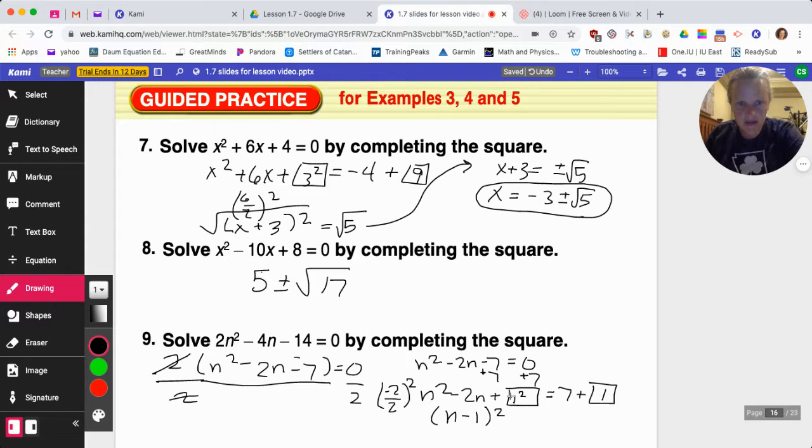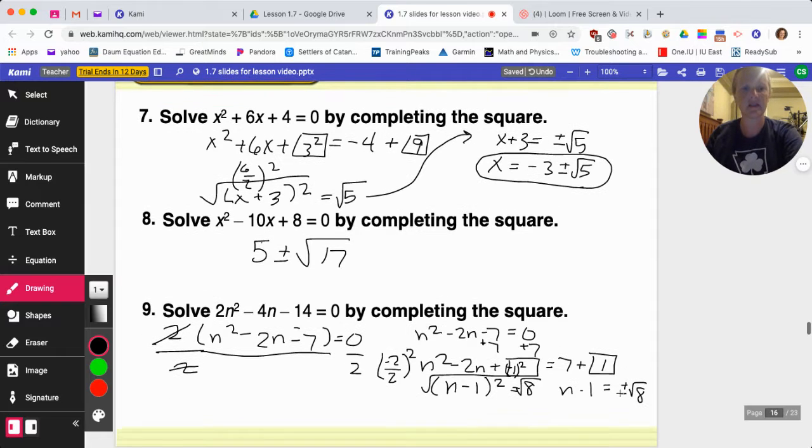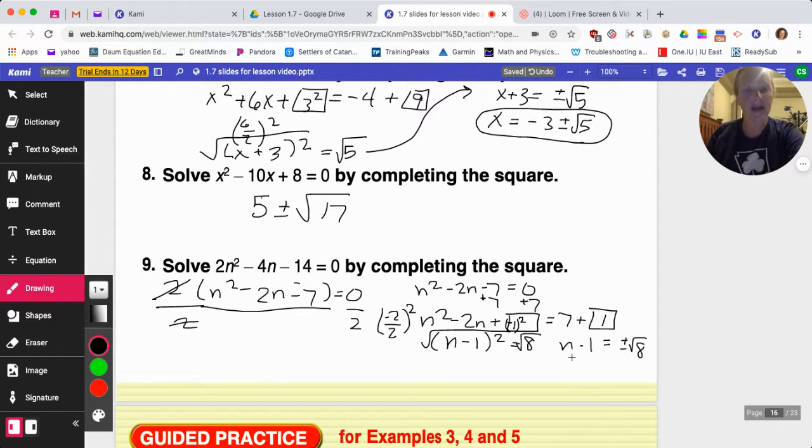Sorry, I should put a negative there in parentheses. That makes better sense. Equals 8. Square root of both sides. I have n minus 1 equals plus or minus root 8. Add 1 to both sides. I have n equals 1 plus or minus root 8.